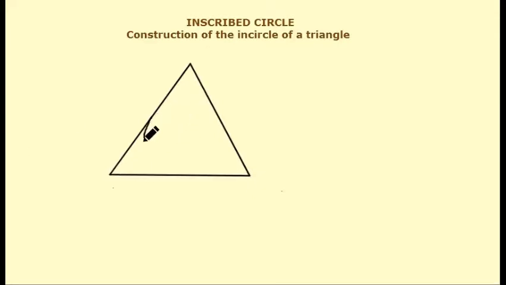Inscribed circle. In this video, we will be discussing how to construct the incircle of a triangle. Incircle means a circle constructed inside the triangle, like this. It's supposed to touch all three sides of the triangle. So this circle we call the incircle of this triangle.